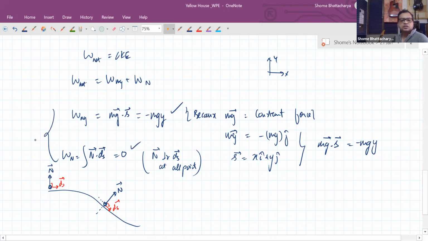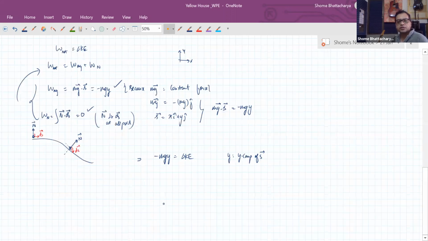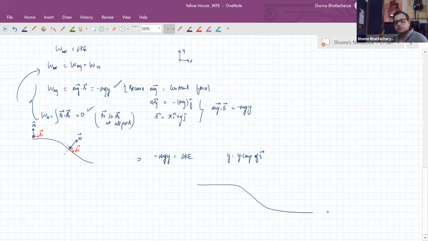So putting these two things back in the work energy theorem, we get that minus mg into y, where y is the y component of displacement, is our change in kinetic energy. Y is nothing but the y component of the displacement. So now we have to just specifically apply this to the different points. Okay. So for example, the first part, going from this point A to this point B over here.